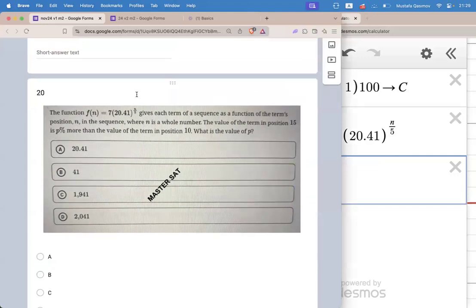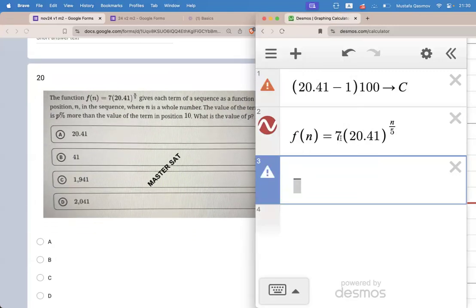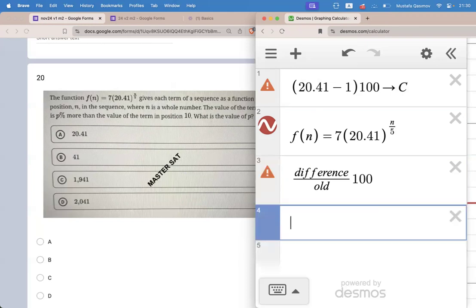Bu hər 5'dən 1 deməkdir. Burada da 15'dən 10'a 5 vahid fərq var deyə düzdür. Amma 10 vahid fərq var desəydi, onda biraz fərqli olurdu. Onda nətər yazardıq? For that one, you have to always use this one. Difference over old value multiplied by 100. So from here, you will find automatic percent.